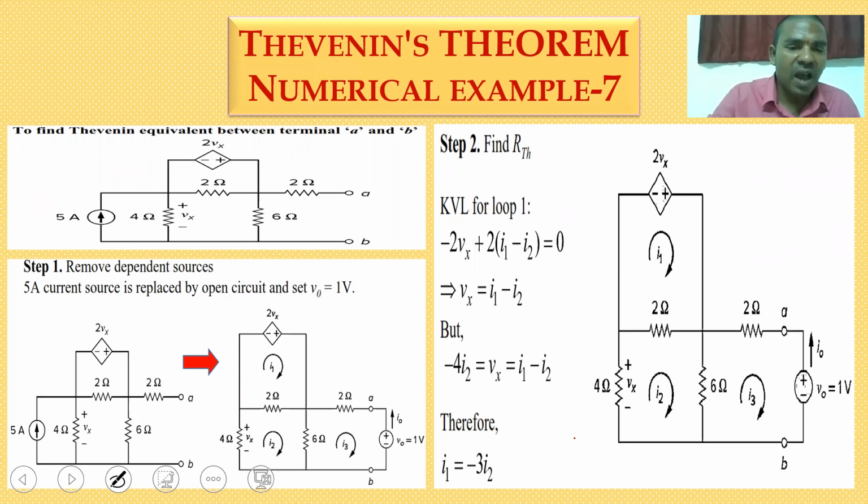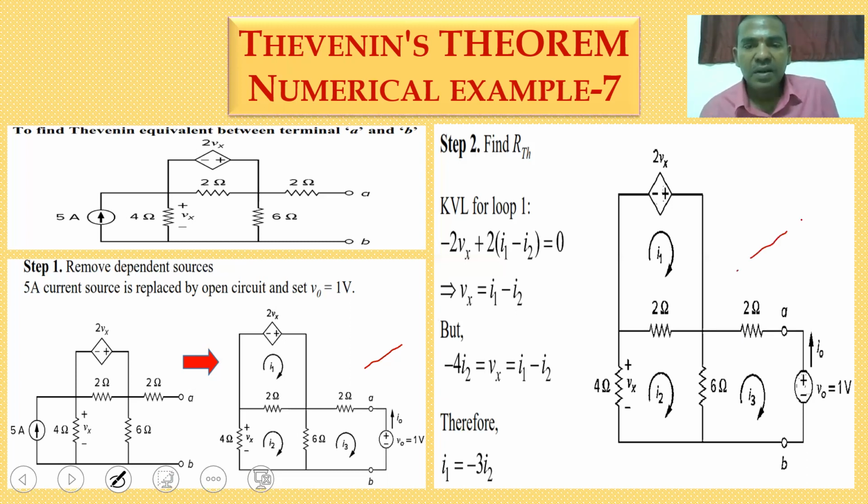for finding the RTH, I am replacing the current source, which must be equal to 0. So it is open circuited. Now this is the equivalent circuit. So for this equivalent circuit, which is also represented here, I am writing the KVL for the loops.